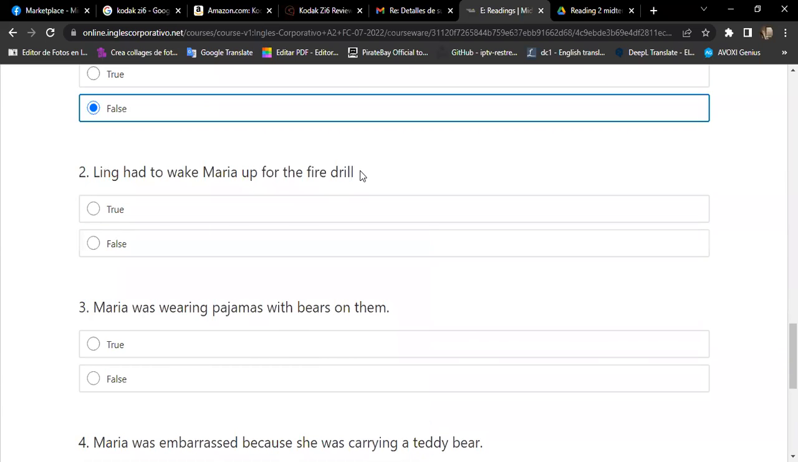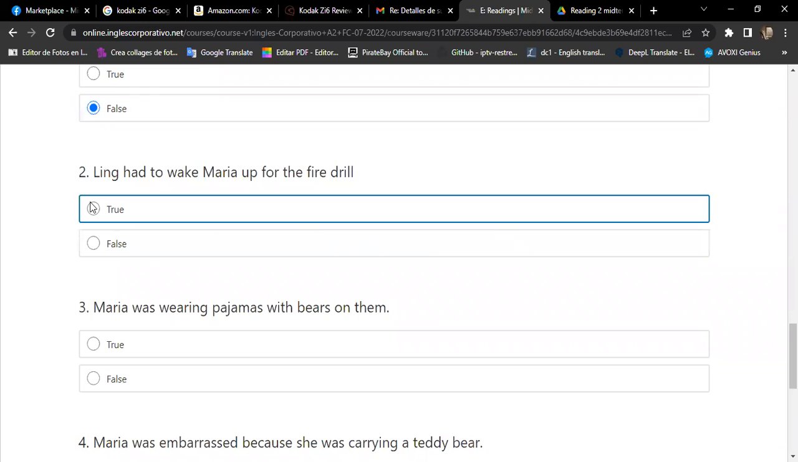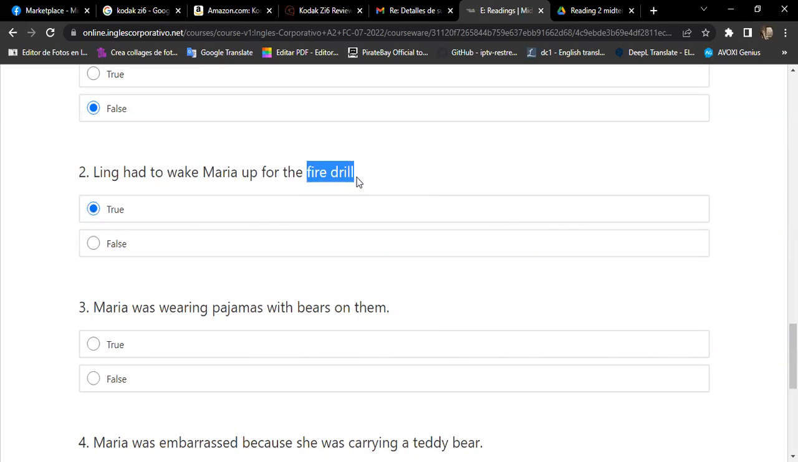Ling had to wake up Maria for the fire drill. True. Do you know what a fire drill is? Yes. Like, I don't know. It's like an incendio. People that work in big companies should have this. Son simulacros. Okay. I imagine in your company you should practice fire drills, correct? Yes, it's correct, teacher. Yeah, actually every company should.